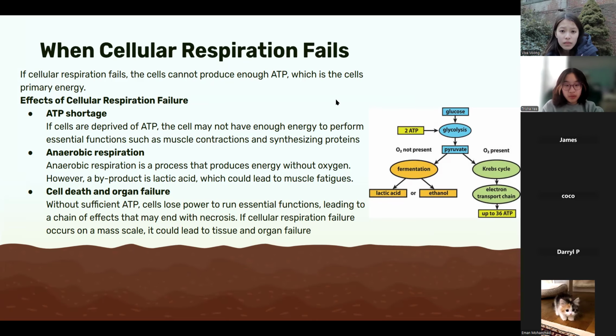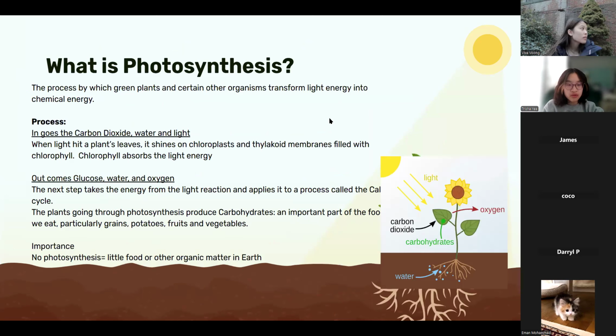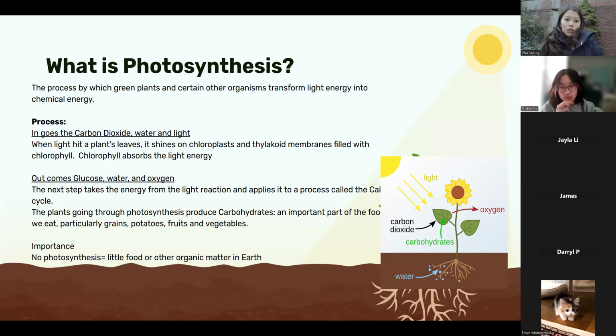And then we are going to move on to the photosynthesis part of this presentation. So first, we're going to start with what is photosynthesis? Okay, so what is photosynthesis? Photosynthesis is the process by which green plants and certain other organisms transform light energy into chemical energy. So the process, to make it easier for us to understand, is in goes the carbon dioxide, water, and light, and out comes glucose, water, and oxygen. And glucose is just basic sugar.